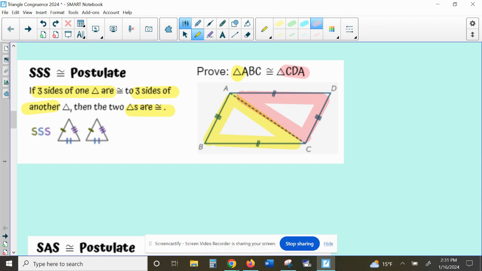Now remember, when we set up our proofs, we want to have statements and reasons. So let's set up a little thing. We have our statements.